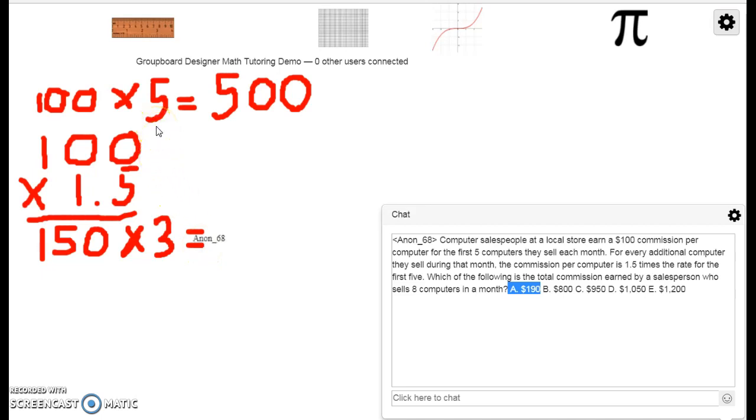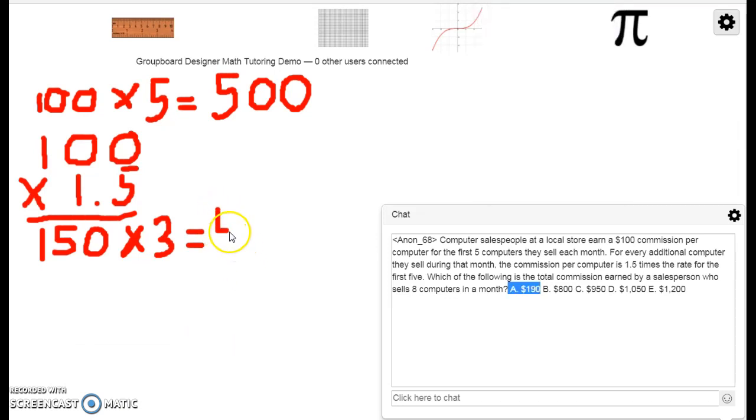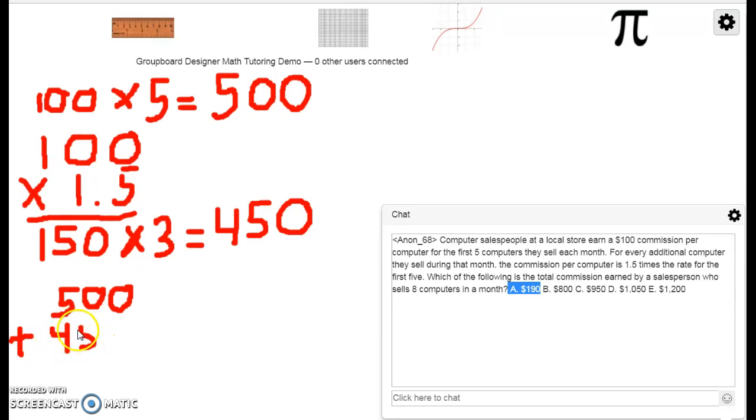So we have the first 5 where he made $500, then we have the next 3 where he made $150 each. So we're going to take that 150, multiply it by 3, and we're going to get 450. So his total commission for the 2 sets of computers would be $500 for the first 5, plus 450 for the next 3.